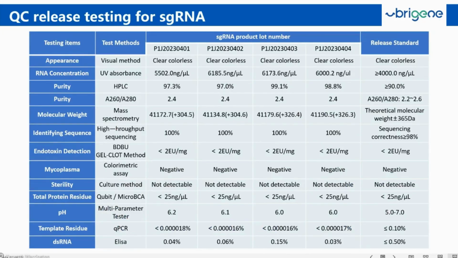We have a standard and extensive offering of in-house testing. This is a typical QC release testing package for our small guides. I won't go through each one, but obviously appearance, identity, purity, and sterility are critical to the release of these types of moieties. And we offer these in-house to accelerate our customers' manufacturing and release.